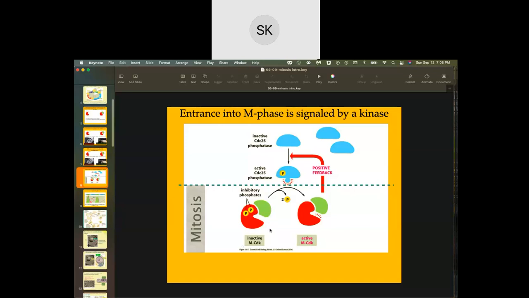And this is not the only protein that mCDK interacts with. It interacts with a lot of other proteins as well, but this is one instance where you could see that it's monitoring and modifying the action of other proteins in the cell.